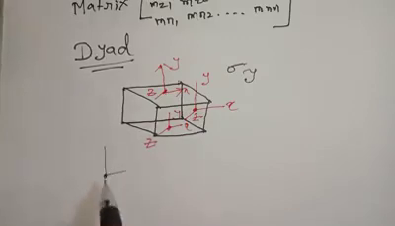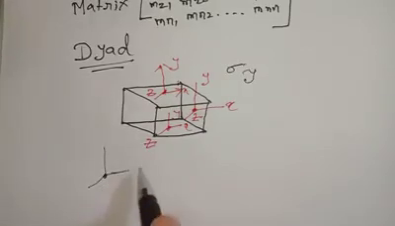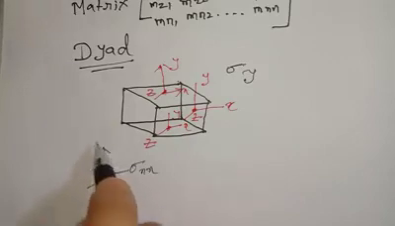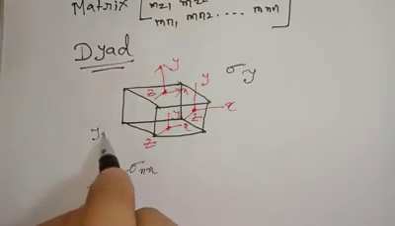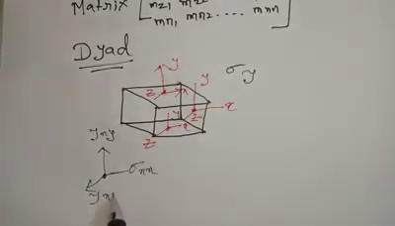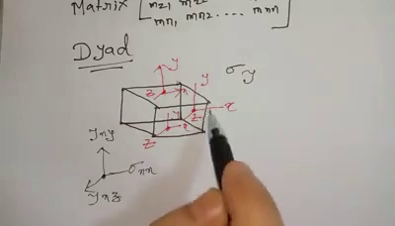We get an axis over here, and we use sigma xx, which points towards the x direction. We use tau xy, which points in this direction, and tau xz, which points in this direction. So this completes this part.